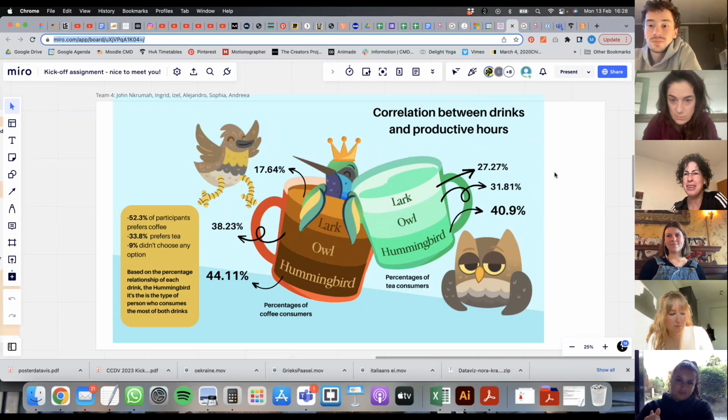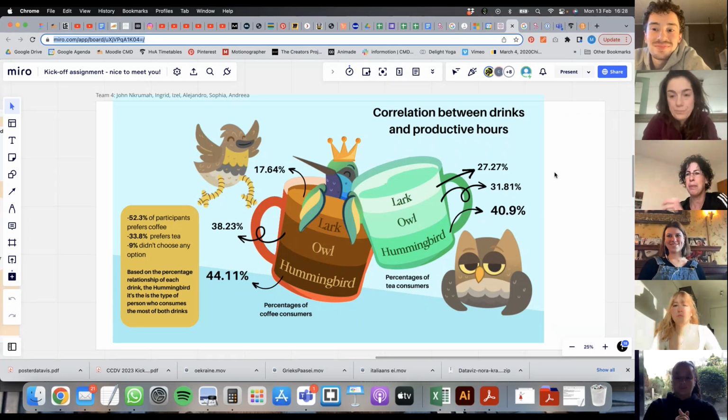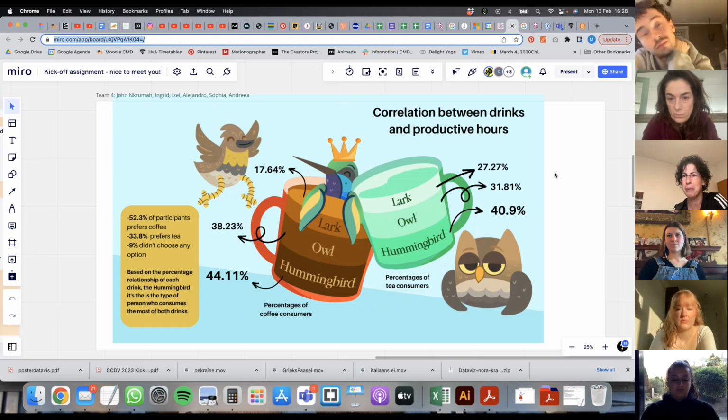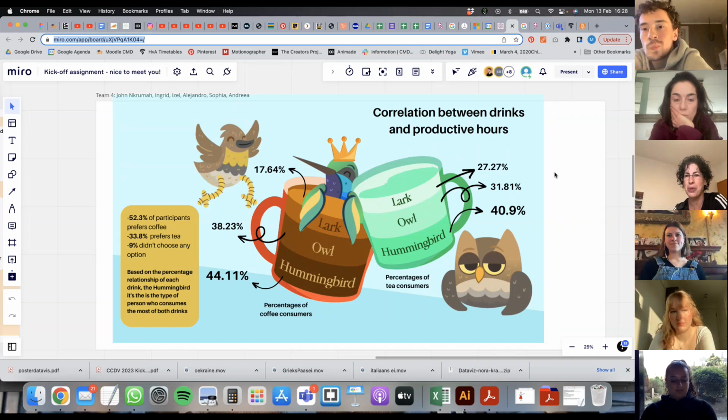Again, it's really nice, the selection and the cross data that you chose. I think the illustrations are really cute and popping, and this freestyle of the arrow and the illustrations and even the little data, I think it's very cute. It really became a very nice poster, and the correlation, of course, between drinks and productive hours. Yeah, thank you so much. Thank you for making it in such a short time.